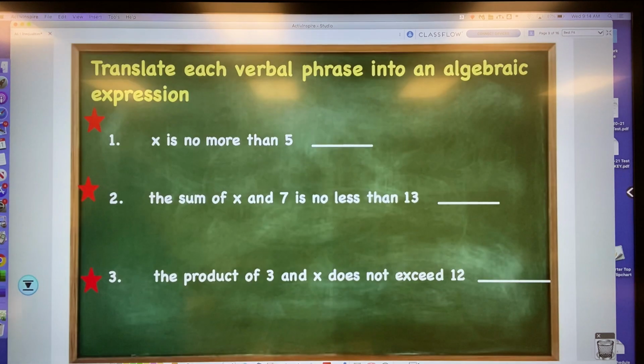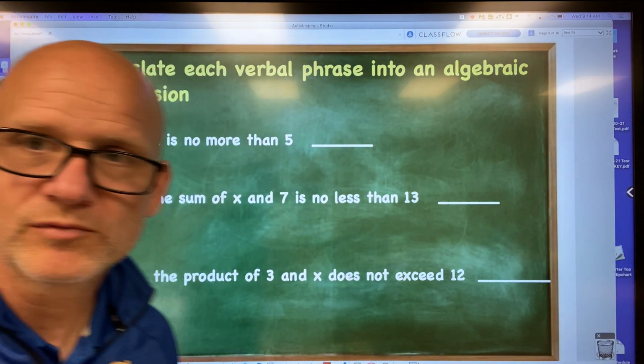So here's what we are going to do. I've given you 3 problems. Just write a verbal phrase for each algebraic expression. We'll go over this tomorrow. Press pause.